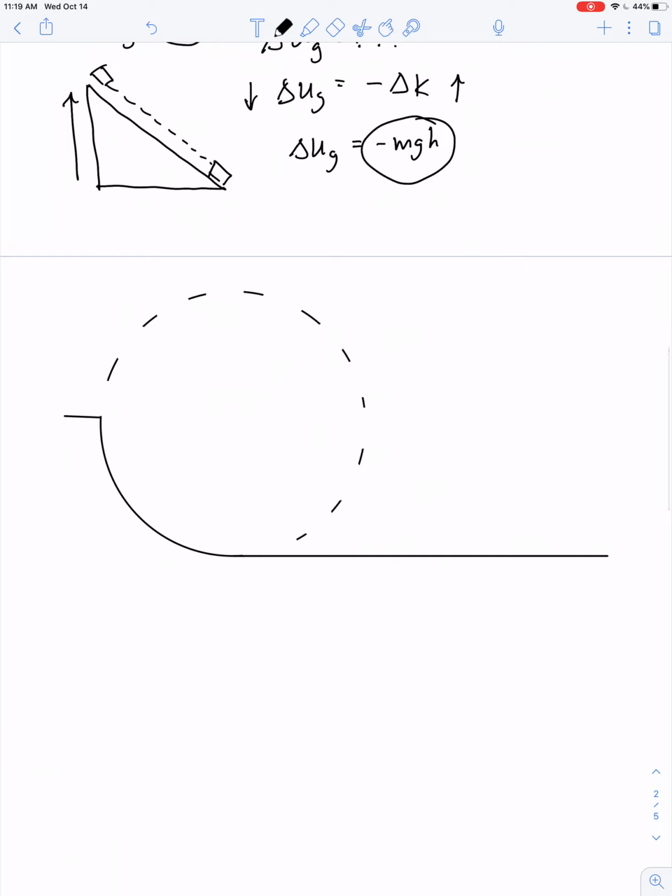Could it be that if an object were to lose elevation in this manner by sliding down a quarter circular path, the change in gravitational potential energy is also equal to negative mgh? Well, let's find out.